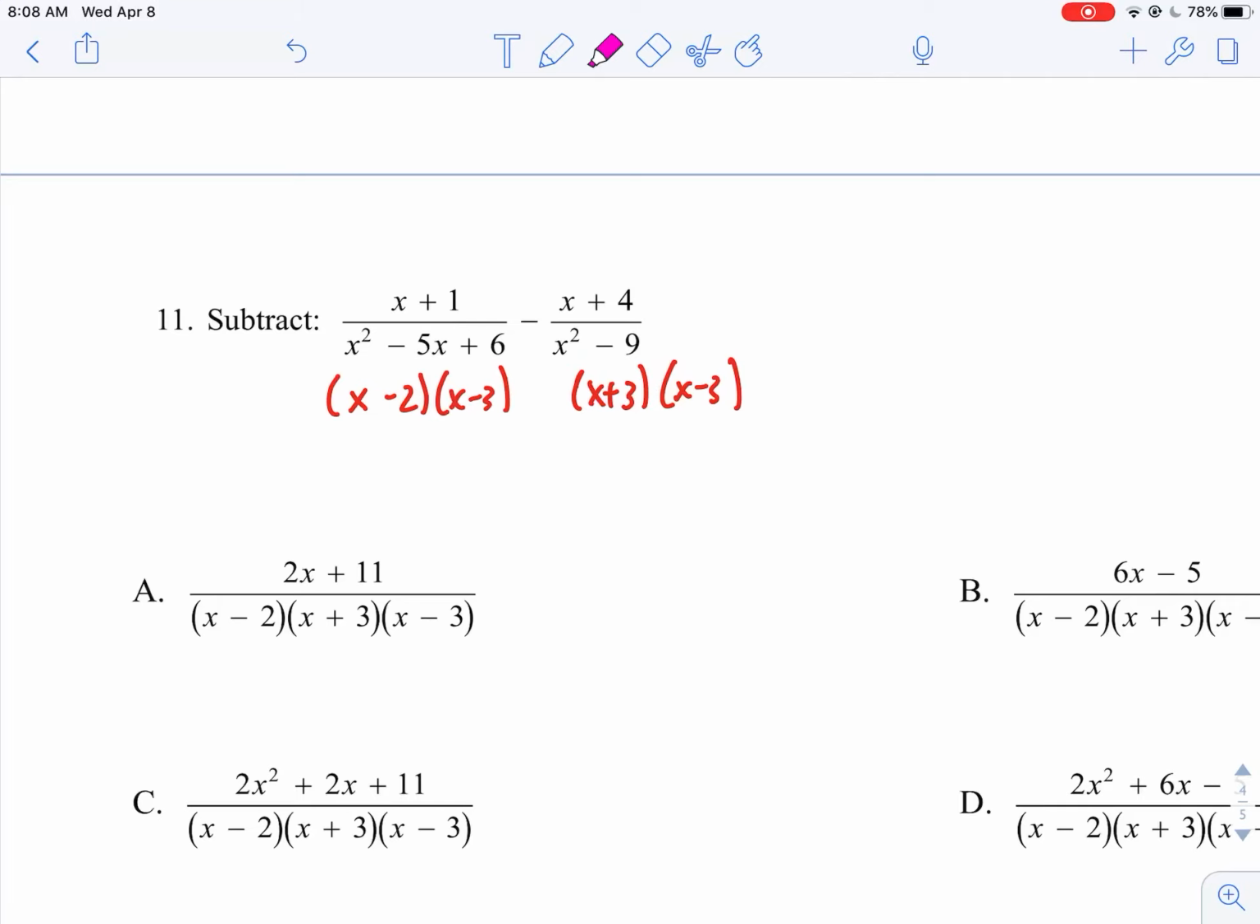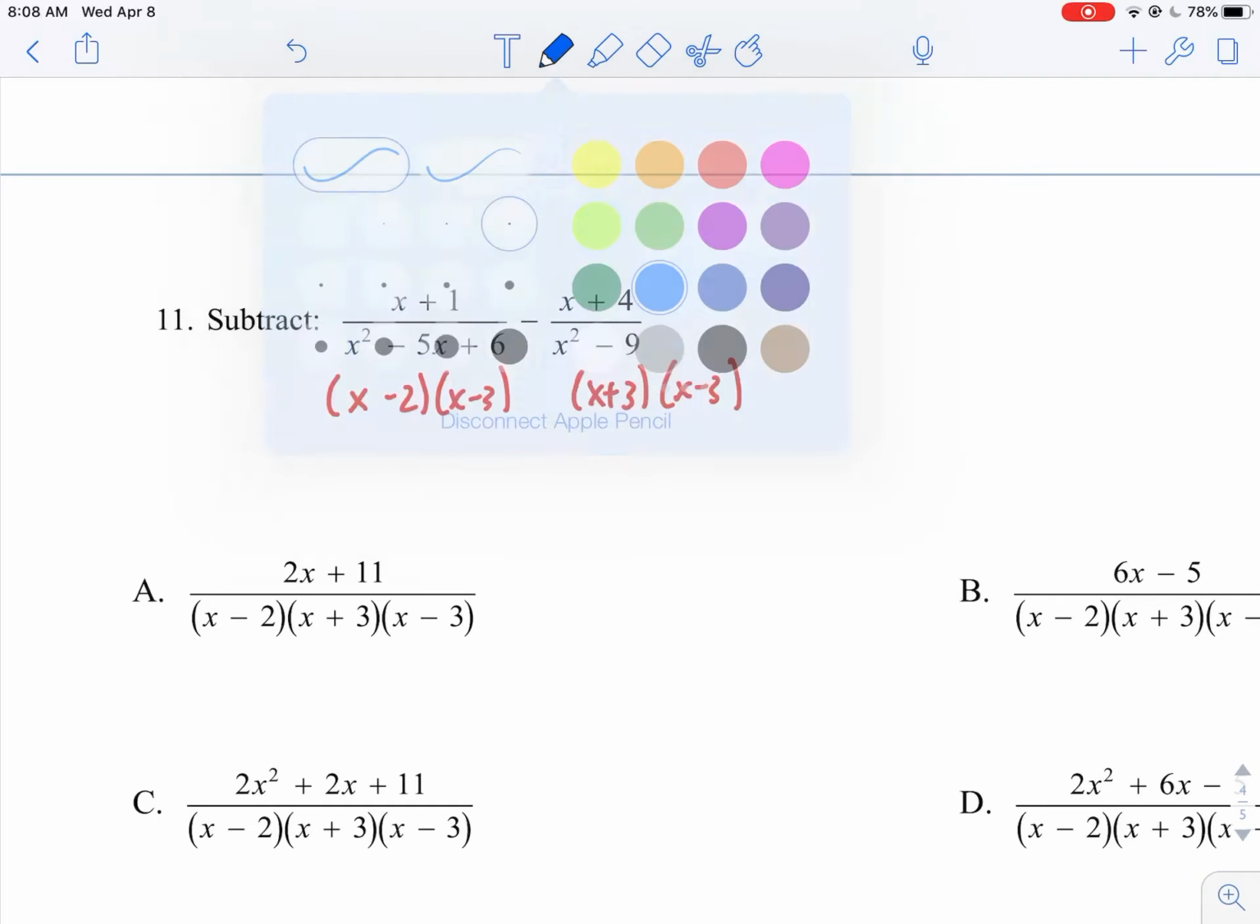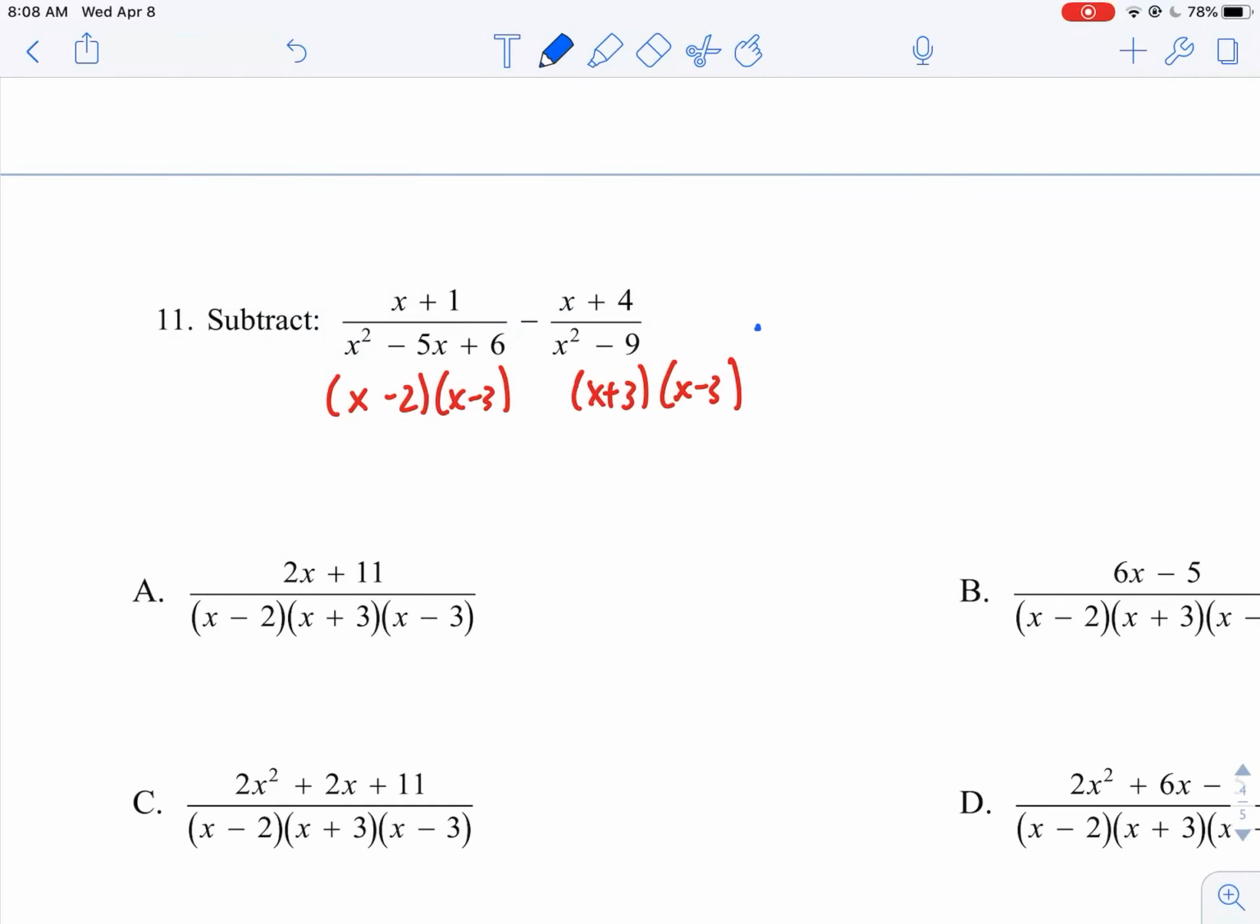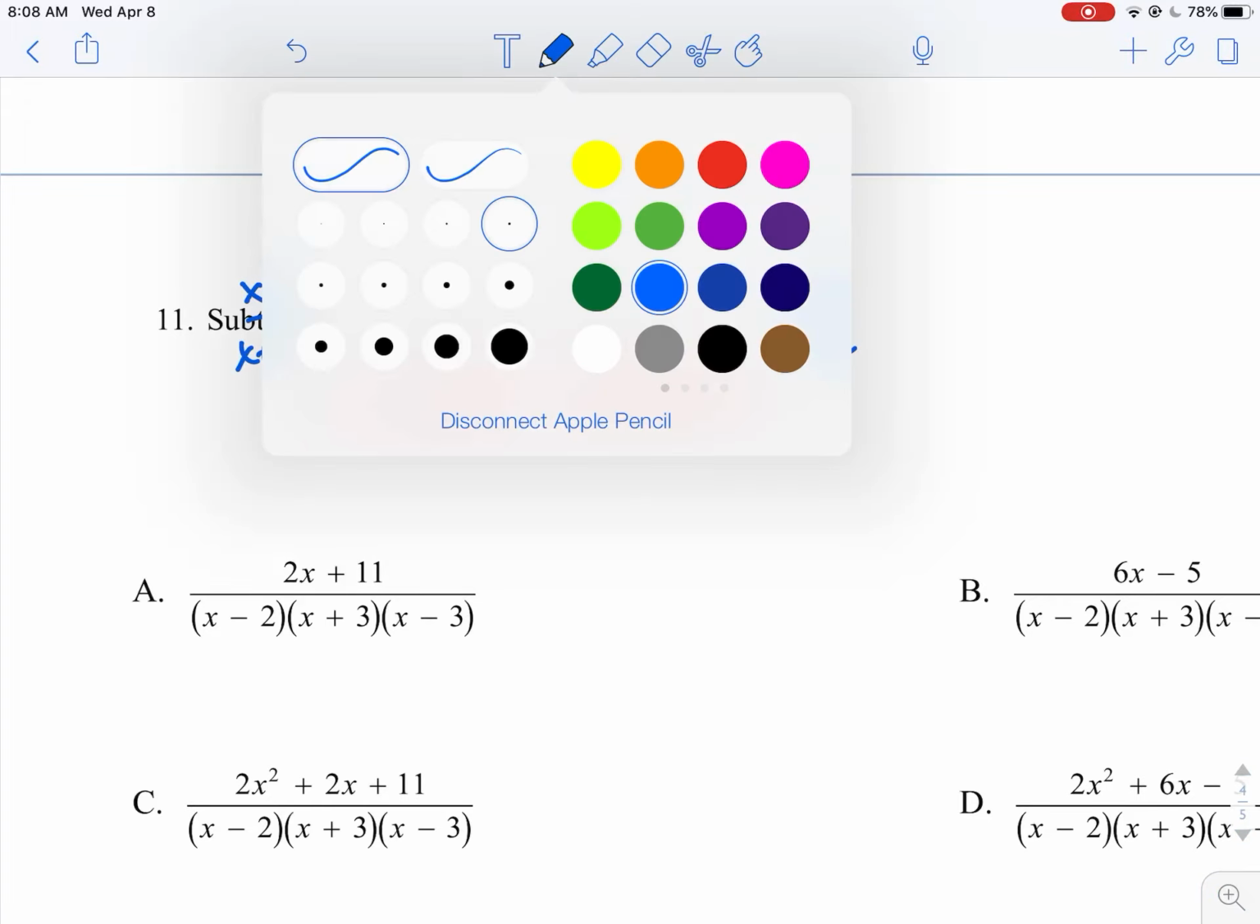So what the right-hand side is going to need, and I'm going to change color here just to make sure that we see this is kind of a key step, it's going to need an x minus 2 over an x minus 2. The left-hand side is going to need an x plus 3 over an x plus 3. And again, we are going to have to do some foiling here, so it's a little bit of work.